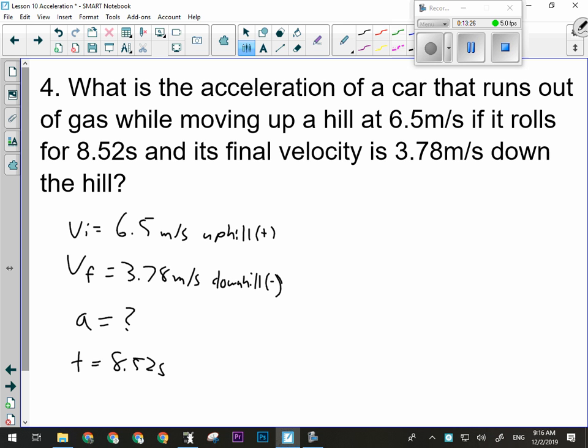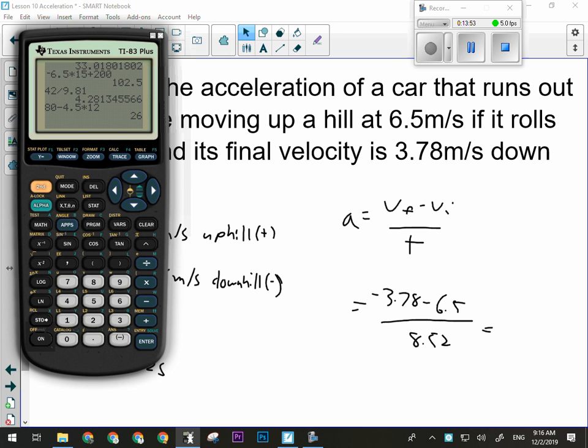All right, so acceleration is VF minus VI over t. So like we said, we don't have to manipulate this, but we do have to make sure we get the signs right when we plug everything in. So VF is negative 3.78 meters per second minus 6.5, which was positive or up the hill, divided by time, which is always positive, 8.52. So we have negative 3.78 minus 6.5 divided by 8.52.